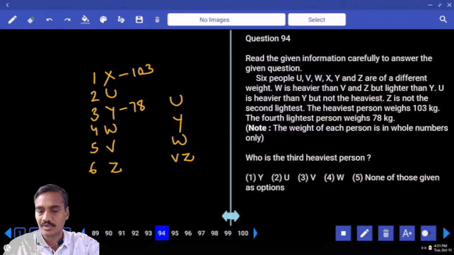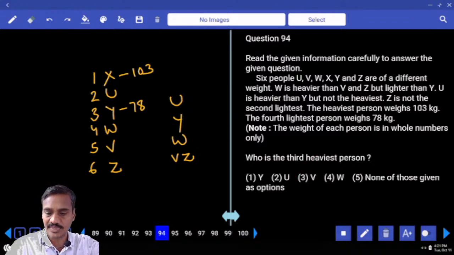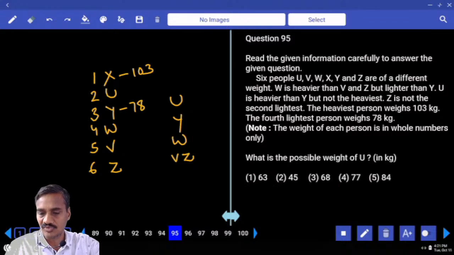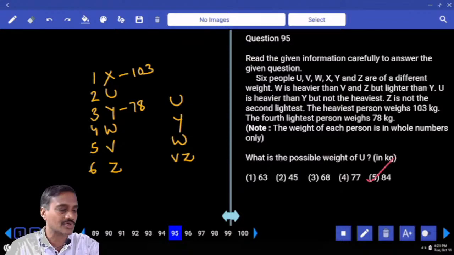Question 94. Who is the 3rd heaviest person? Y. Choice 1. And what is the possible weight of U? In between 78 and 103, 84, choice 5, question 95.